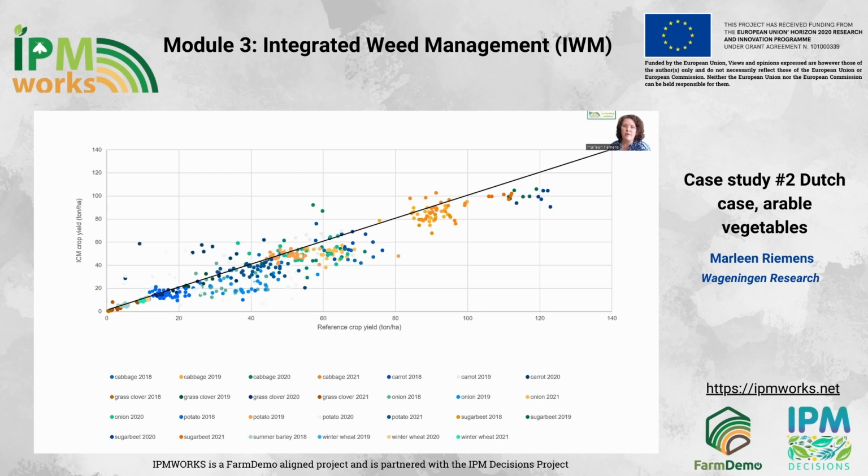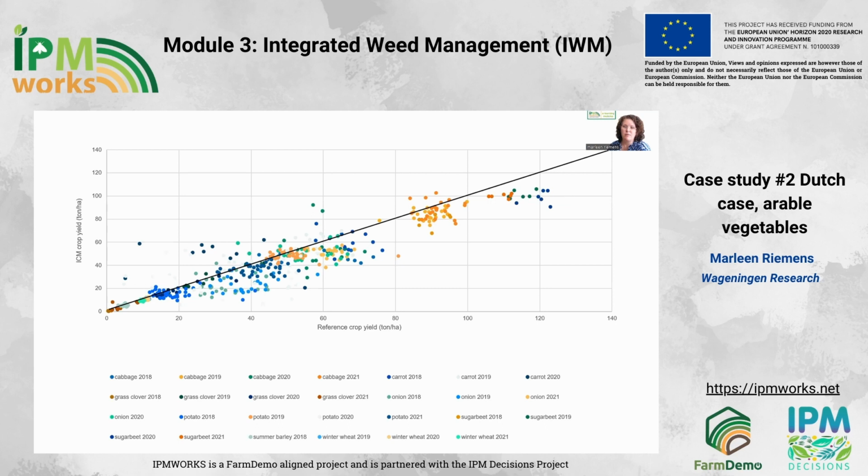In this graph, the crop yields are depicted for the first 4 years. On the y-axis, you see the yields in tons per hectare of the crops in the ICM system, and on the x-axis, you see the reference yields for the same crops. The black X-Y line indicates equal yields in the reference and the ICM systems. Dots below the black line mean that the yield in the ICM system was lower. Dots above the black line indicate higher yields in our ICM system. This graph shows that in some cases yields were higher in the ICM, and in some years and for some crops they were equal, and in others they were lower.